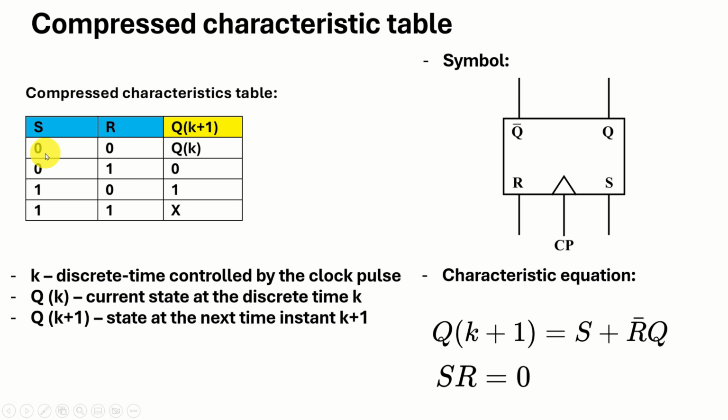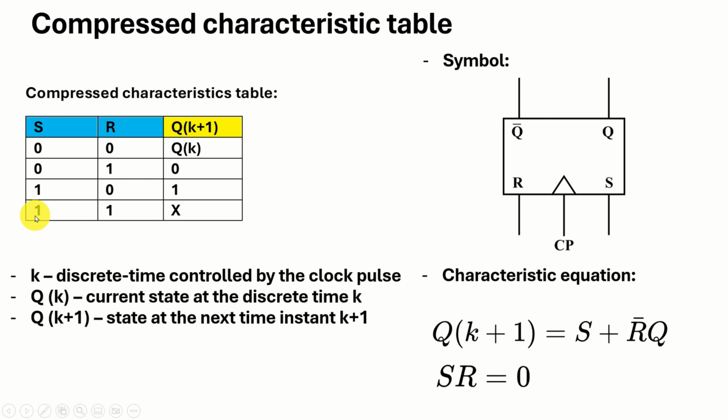We can see that when both S is 0 and R is 0, nothing changes. That is, the next state is equal to the previous state. On the other hand, when S is 0 and reset is 1, we are transitioning to 0. That is, the next state is 0 independently of what the previous state was. Then, when set is 1 and reset is 0, the next state is 1.